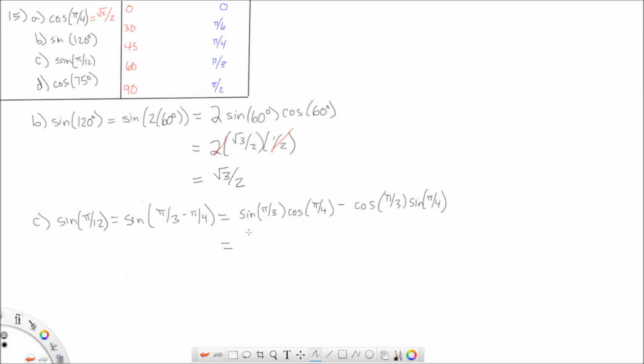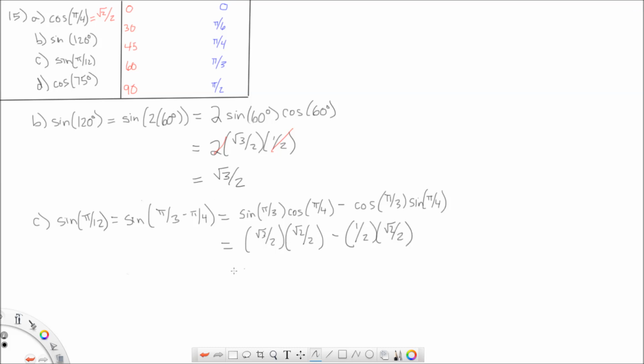Well, sine of pi over 3, we just saw sine of 60 and pi over 3 are the same thing, so that's the square root of 3 over 2. Cosine of pi over 4 we also have from part A, that's the square root of 2 over 2. Right, minus cosine of pi over 3, that's 1/2, we also saw that right here. And sine of pi over 4 is also the 45-degree angle, so it's the same as cosine of pi over 4, so that's the square root of 2 over 2.